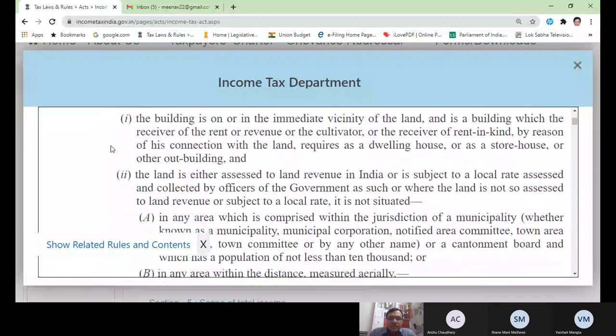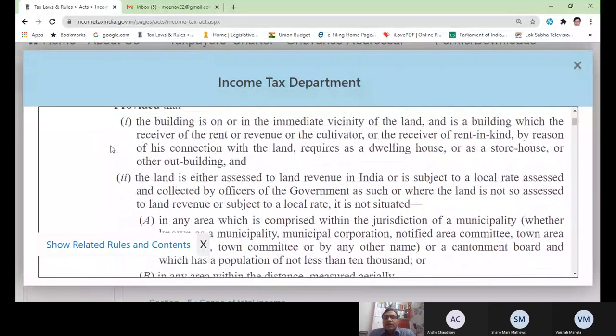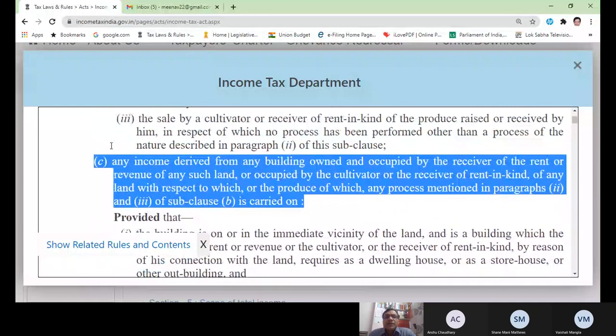It is technical, so let me simplify this point. On any agricultural land, many times buildings are also made.